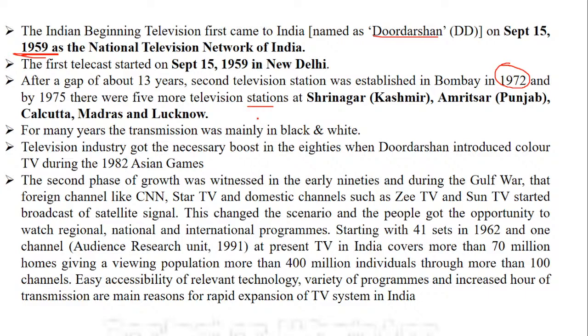You do not know which cycle, what type of deep questions have been asked. But as a part of your syllabus, let's go through it very well. Okay, so for many years the transmission was mainly in black and white, and then the television industry got a boost in the 80s, when Doordarshan was introduced as a color medium, during the year 1982, with the help of the Asian Games. In case you get a question on this, you should be able to crack that also. That is what is written over here.